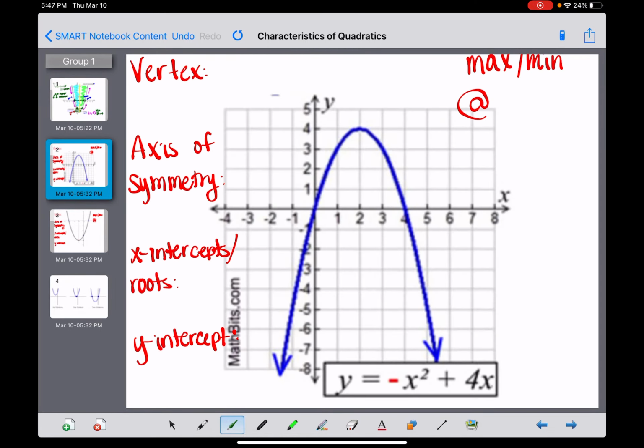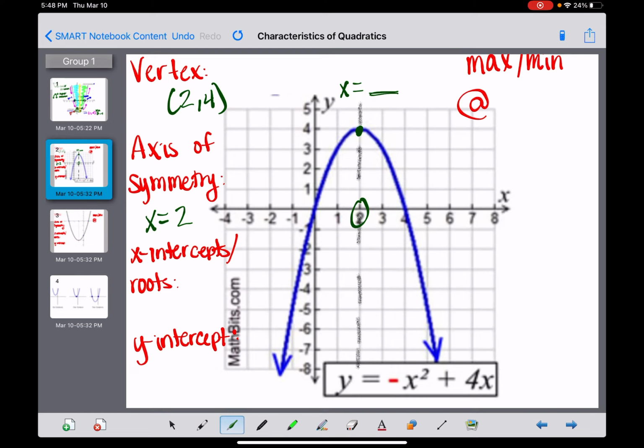So what I'm going to need you to answer in class today is what is the vertex? So if I look at this parabola, the turning point is at 2, 4. Where is my axis of symmetry? So it's through my vertex. It is a vertical line, and we label vertical lines as x equals the number that it crosses through. So this axis of symmetry is at x equals 2.